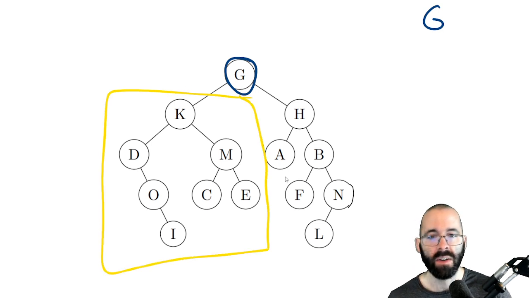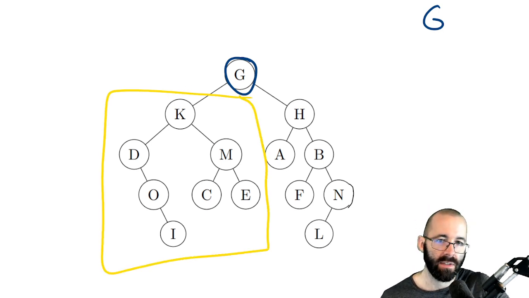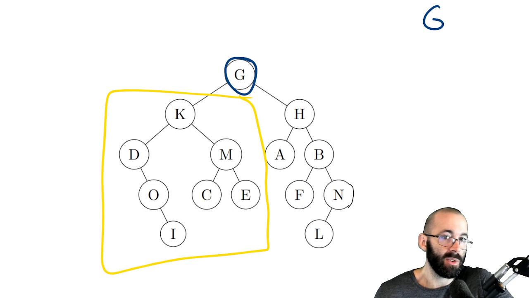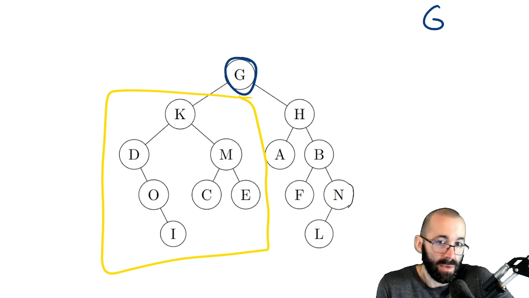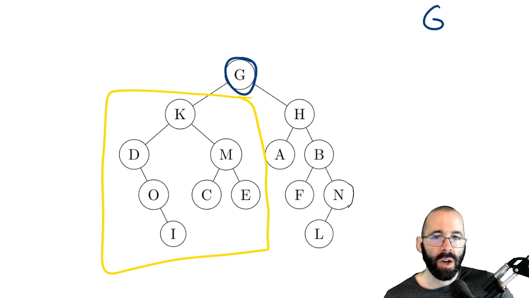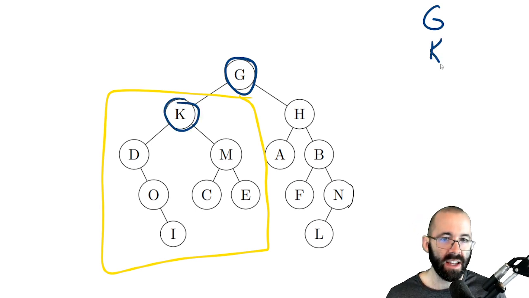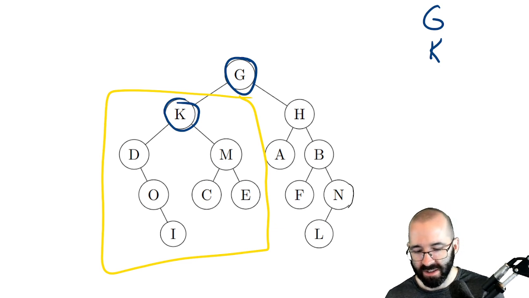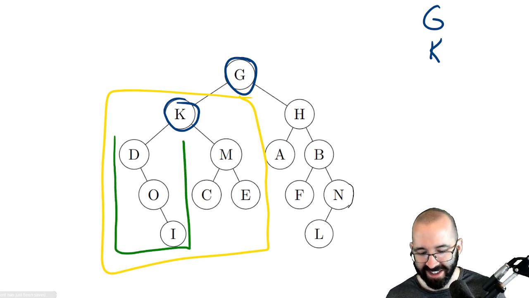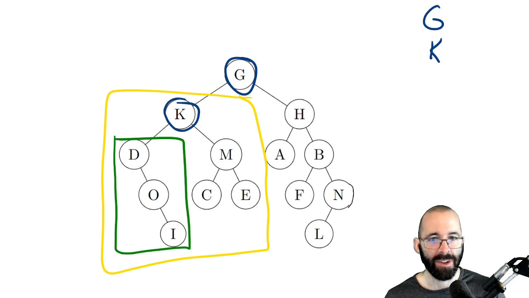So we're zooming in now on this subtree, right? Which is a tree in its own right. This is a tree with K as the root. And we go back to step 1. Step 1 said visit the root. So we said, okay, we visited the root. K was next. And then step 2 was look at the left subtree and do the algorithm again.